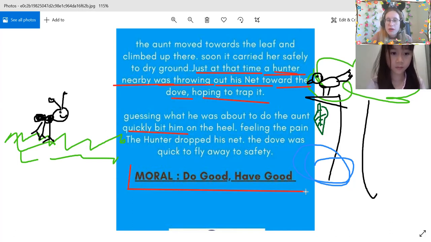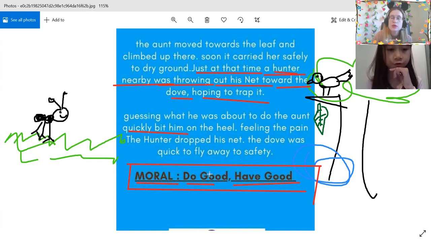So the moral of the story: do good and have good done back to you. Do good, have good. What's the moral of the story? Do good, have good. Yes, okay.